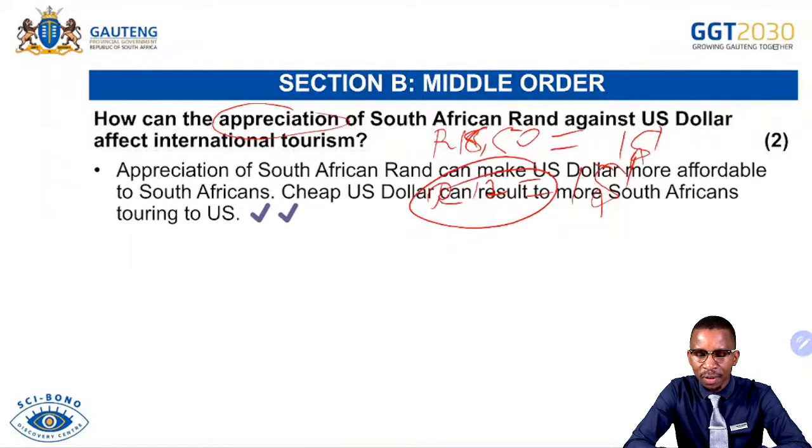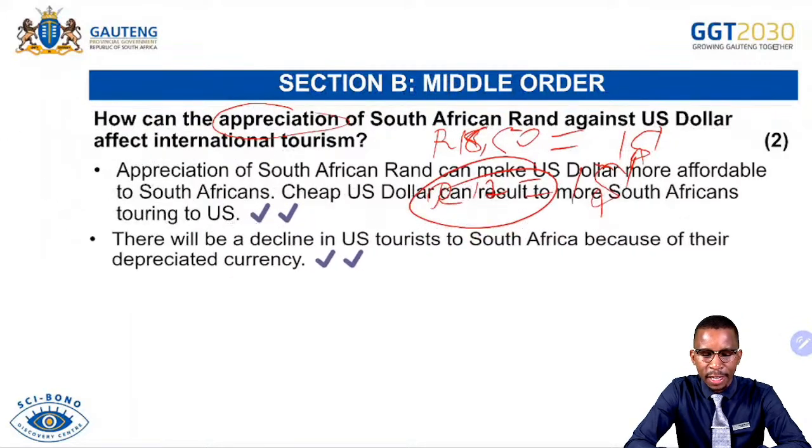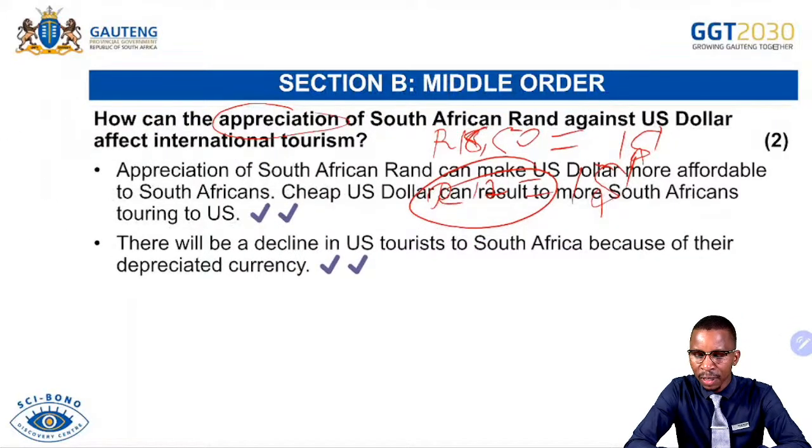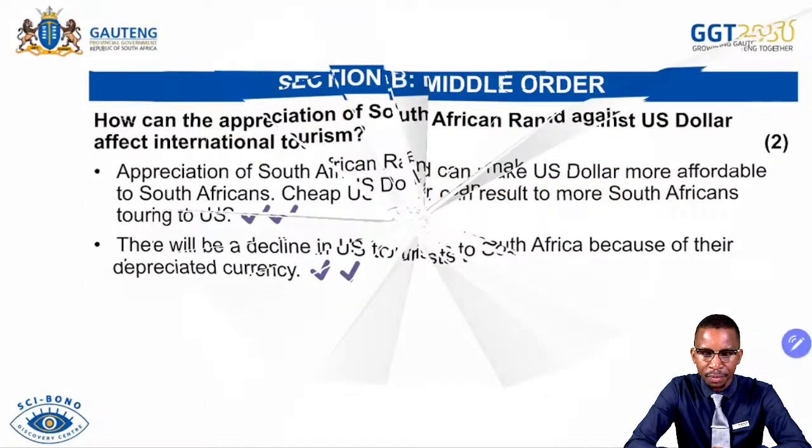The appreciation of the South African rand can make the US dollar more affordable to South Africans. A cheap US dollar can result in more South Africans touring the US. There will be a decline in US tourists to South Africa because of their depreciated currency, meaning they will have to pay more to afford South African rand, which will make the tour to South Africa from the US more expensive. So there will be a decline in that kind of tourism.